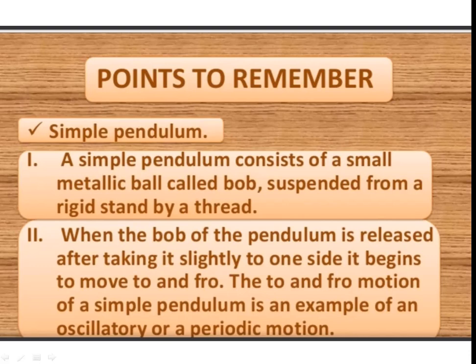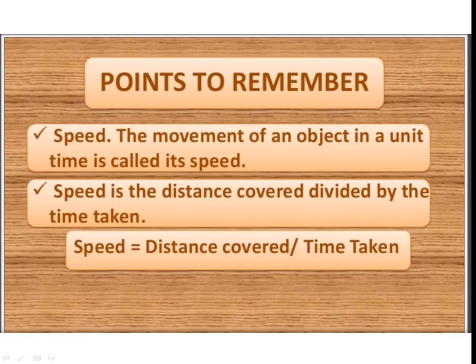A simple pendulum consists of a small metallic ball called bob, suspended from a rigid stand by a thread. When the bob of the pendulum is released, after taking it slightly to one side, it begins to move to and fro. The to and fro motion of a simple pendulum is an example of oscillatory or periodic motion.